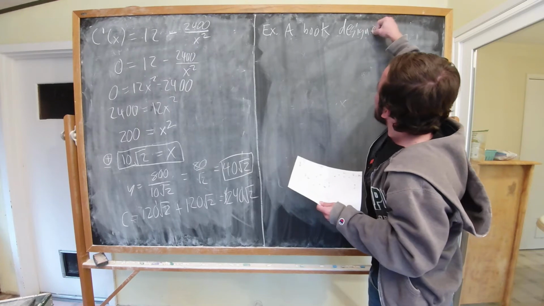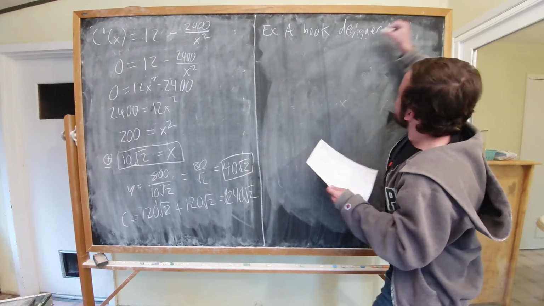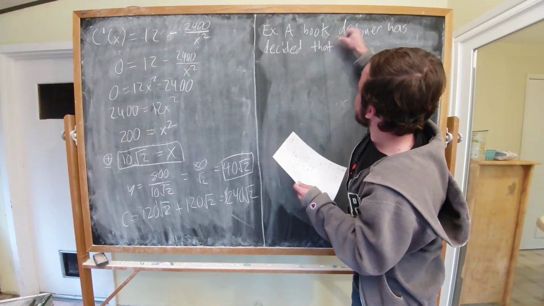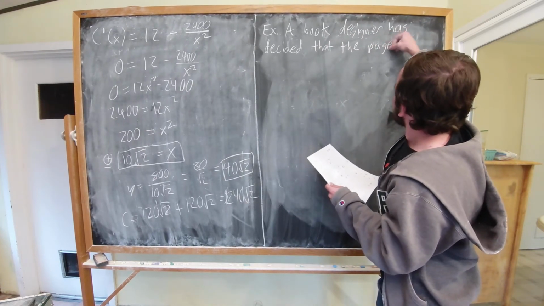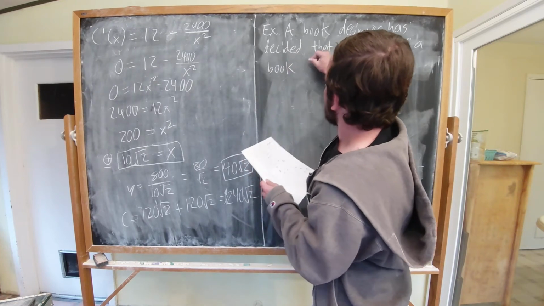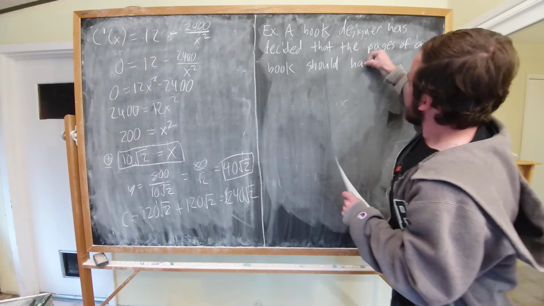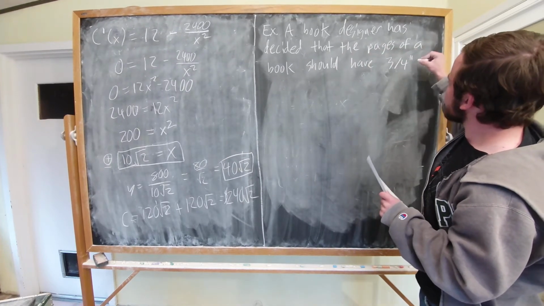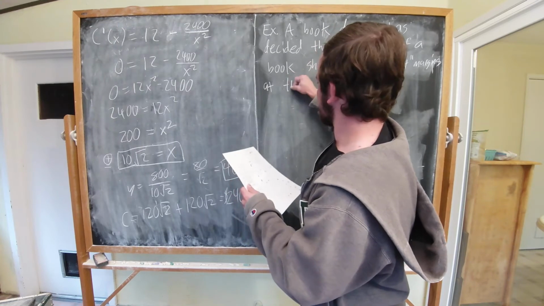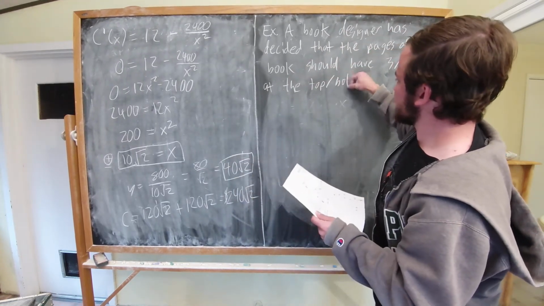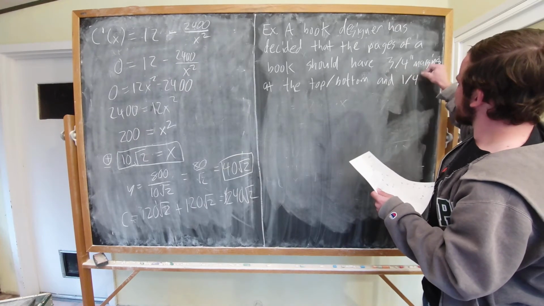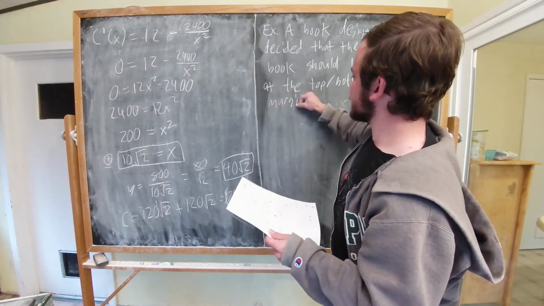A book designer has decided that the pages of a book should have 3/4 inch margins at the top and bottom, and 1/4 inch margins at the sides.